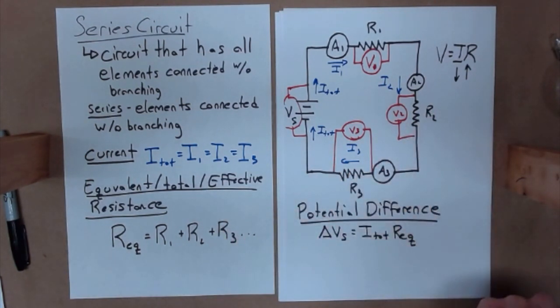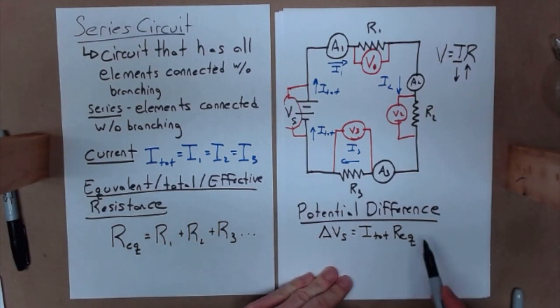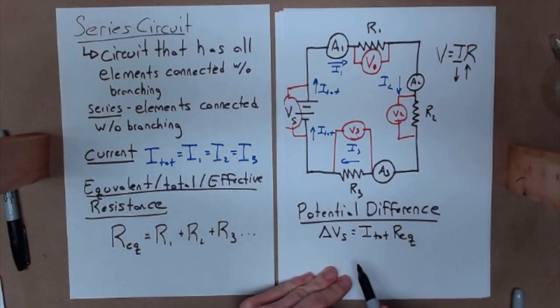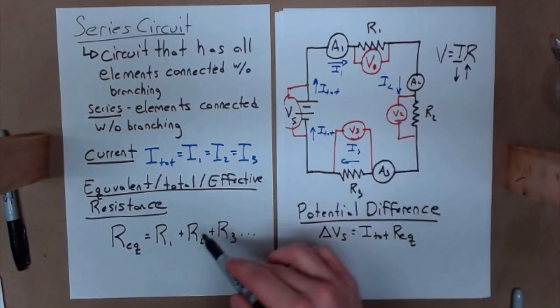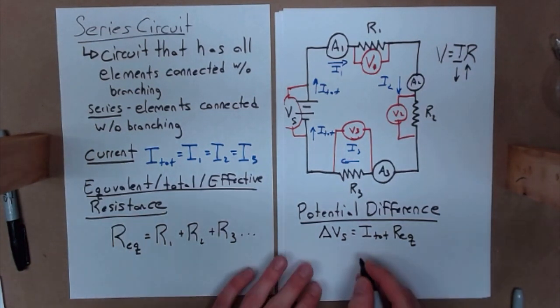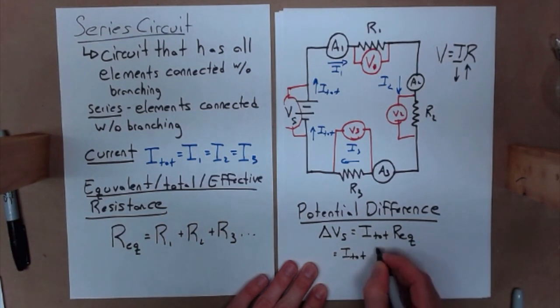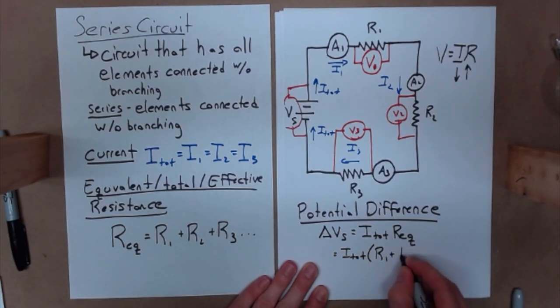Much like how when we dealt with forces, we can look at the force on individual objects, that's this right here, or we can look at the force on the total system, that's like this right here. So this potential difference of the source is the total current times the equivalent resistance of my entire circuit. Well, I can rewrite this as I total times, well, what is Req? It's this right here, isn't it? R1 plus R2 plus R3.